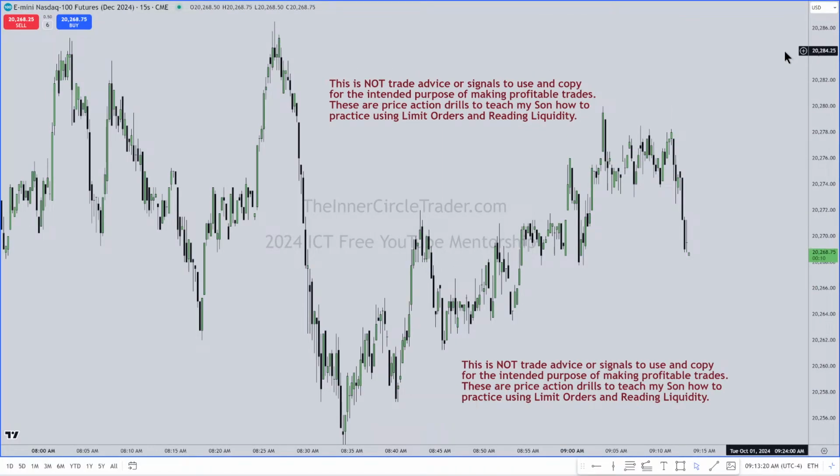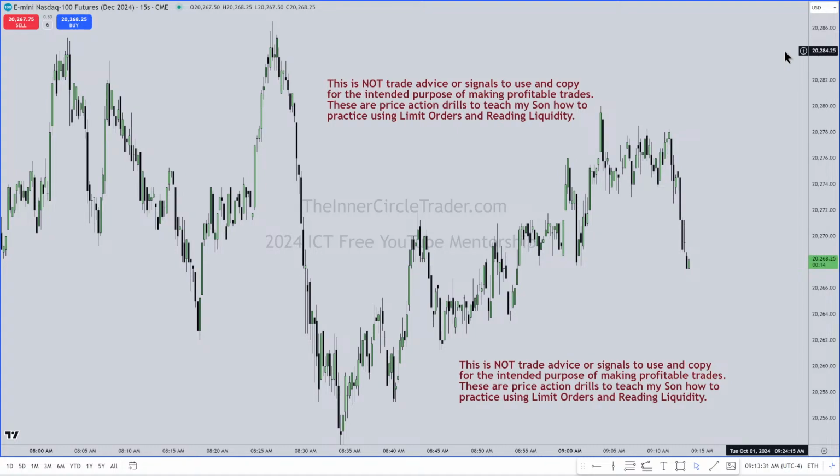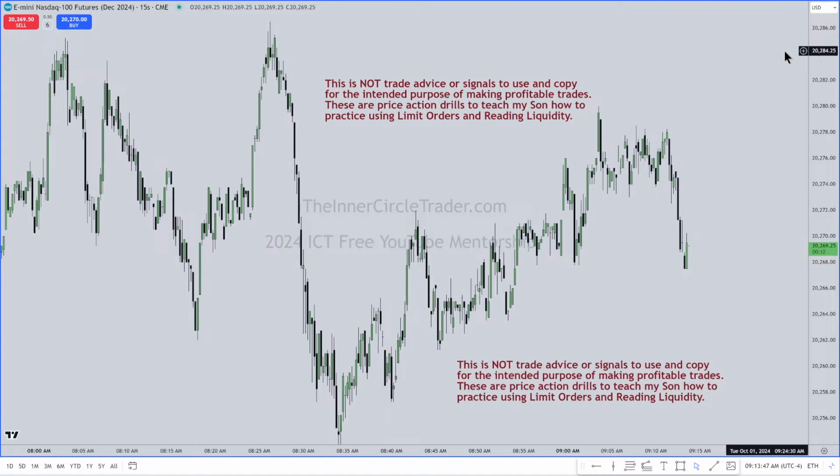Please, please, for your own sake, do not copy me with a live account. Please do not copy me with a funded account combine. Please do not copy me with your funded account. I promise you, if you do this, you're going to incur losing transactions or trades, and that's going to mean that you're going to lose money. Please don't do that. The purpose is to teach my son how to place a limit order, how to put the stop loss in, and how to put a take profit in. So everything is removing the necessity for market orders.